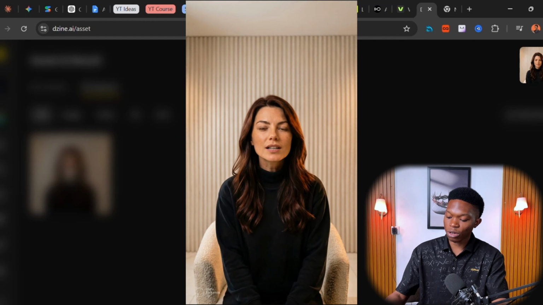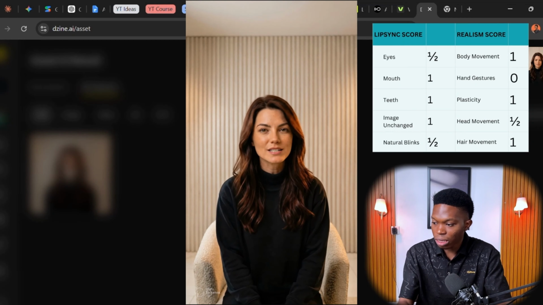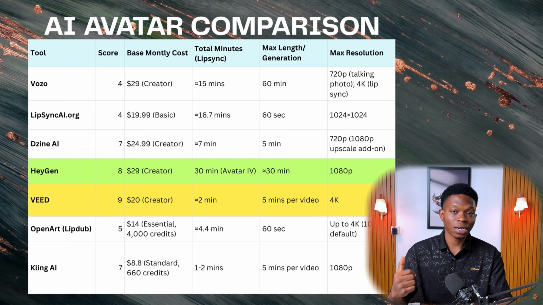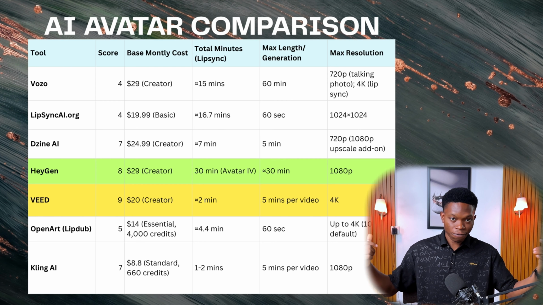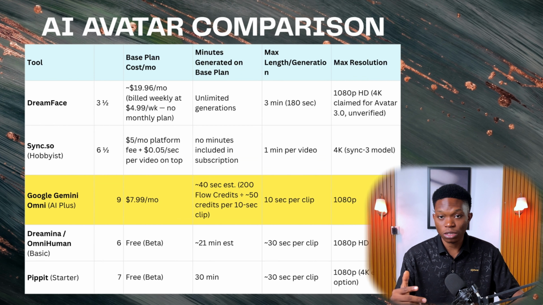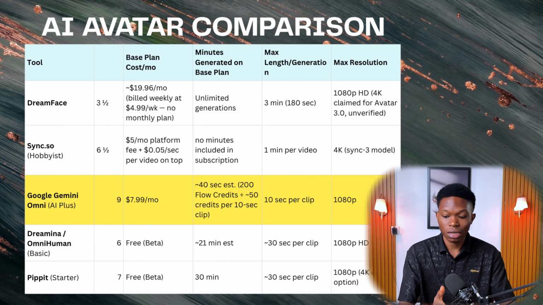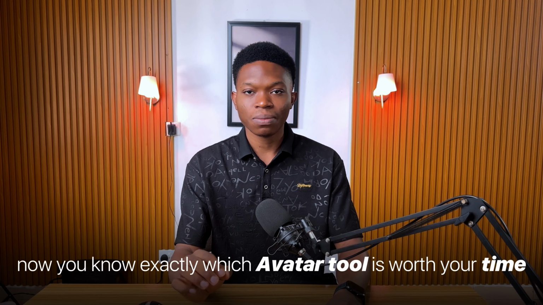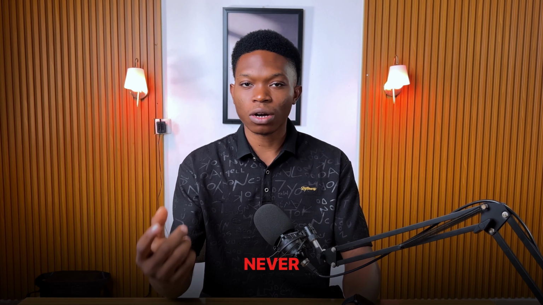Now overall for design, I'm going to be giving it a 7 out of 10, and yeah, it was not as impressive as I expected it to be. So over here are the ranking of all these tools, and from what we see from this place, the 3 best tools that we got are Agen, Google Omni, and Vid. Now you know exactly which AI avatar tool is worth your time, the ones that don't waste your money, and most importantly, which ones to never open again.